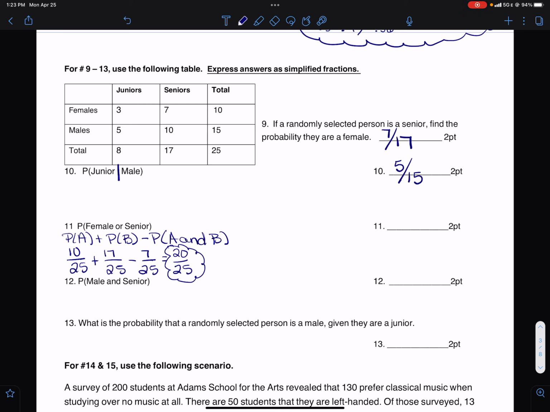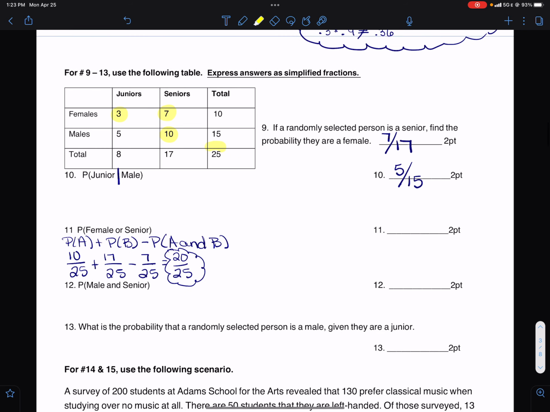Now, if you're somebody who would prefer to look at the chart instead and say, I only want to highlight those who are females or those who are seniors, highlight the females, highlight all those that are seniors. Now, this has nothing to do with the totals, and this still comes out to 20 out of 25. Okay?